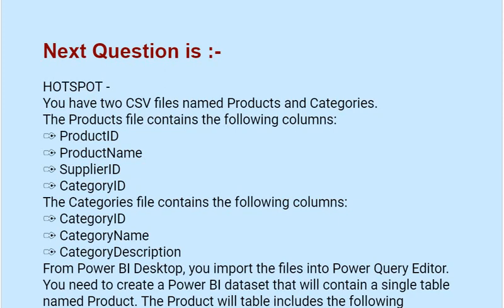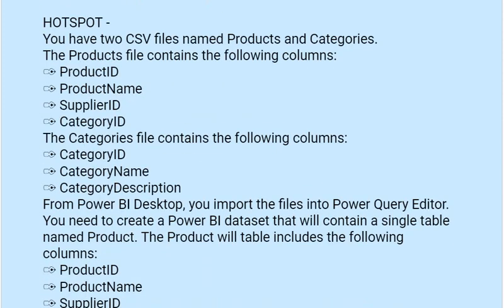Our next question is, you have two CSV files named products and categories. The products file contains the following columns: product ID, product name, supplier ID, category ID. The categories file contains the following columns: category ID, category name, category description.